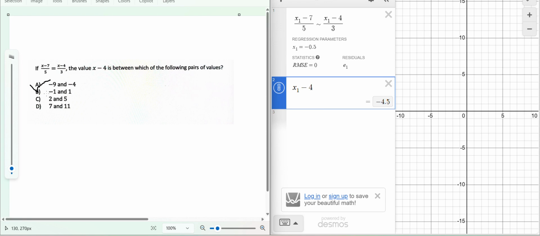Between minus 1 and 1, this option is wrong, because as you can see it's minus 1, then after it will come 0 and then 1. So no, this won't be our answer. B, 2 and 5, no. 7 and 11, no, because it is a negative value. So our option is A.